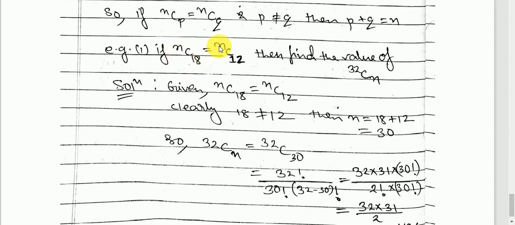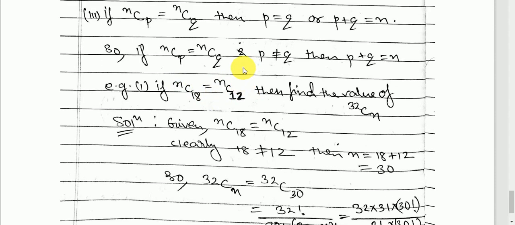nC18 is equal to nC12. So here you can see in place of p we have 18, in place of q we have 12. Clearly 18 and 12 are not equal. So in that case, what will happen? 18 plus 12 will be equal to n. So if nC18 is equal to nC12, then find the value of 32Cn.